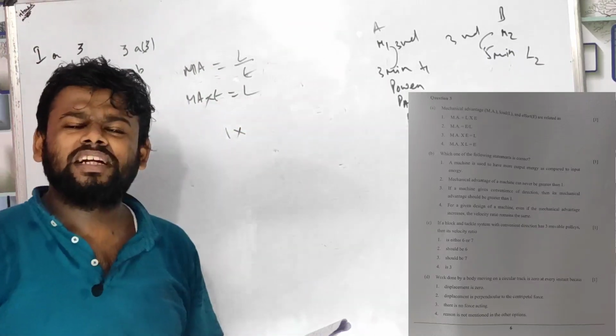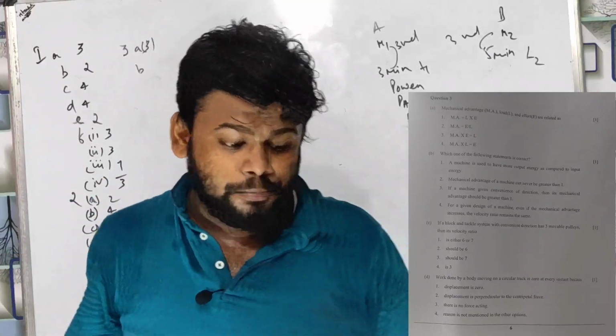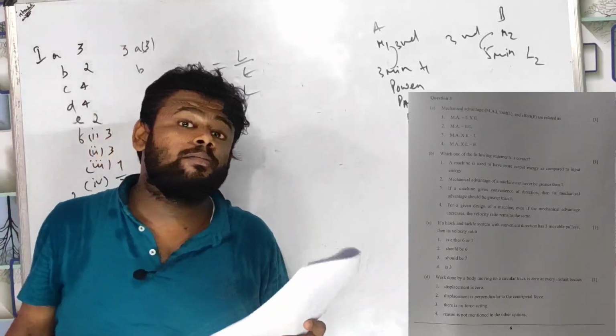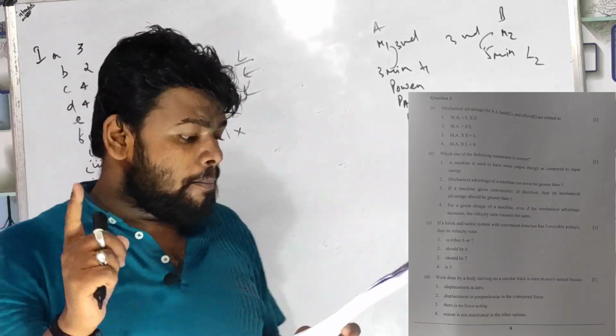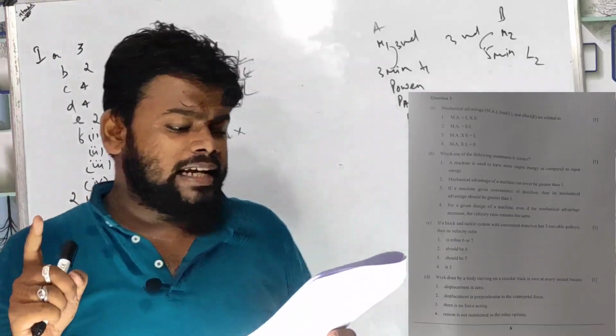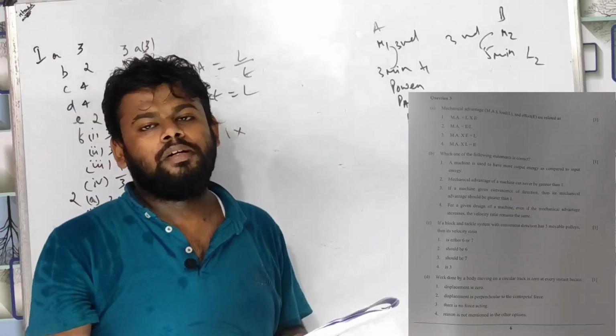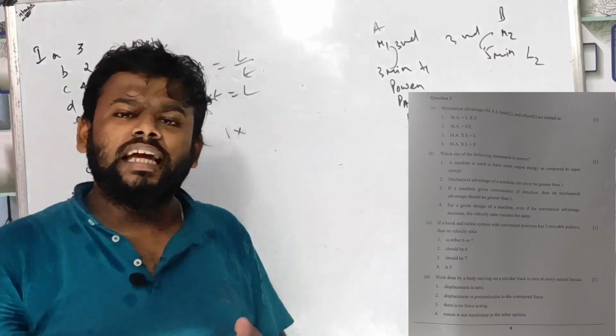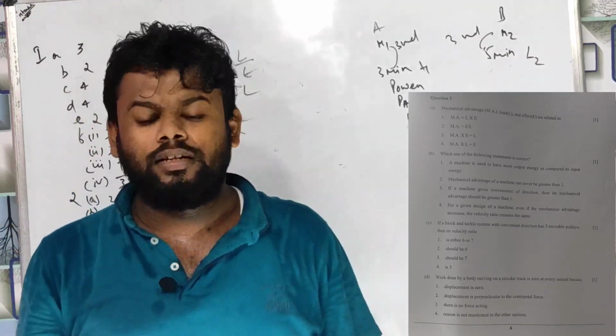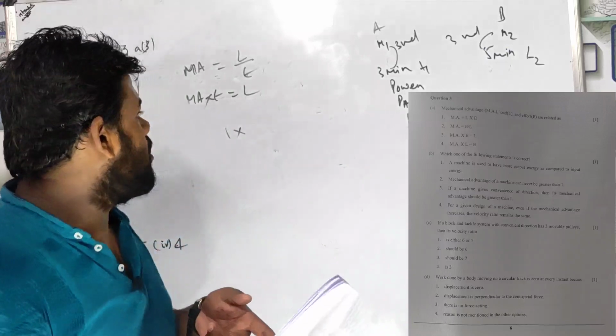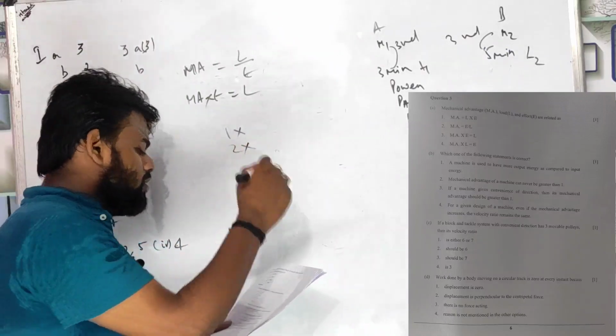Why? How will a machine give more output energy? No, a machine cannot give more output energy. Remember that. Mechanical advantage of a machine can never be greater than 1. ये भी, mechanical advantage of a machine can be greater than 1. Can be. never कहाँ लगा? Never is wrong. ये भी incorrect statement.